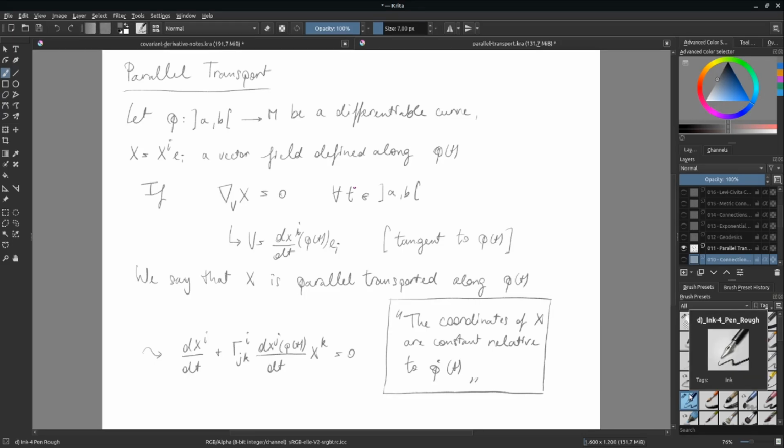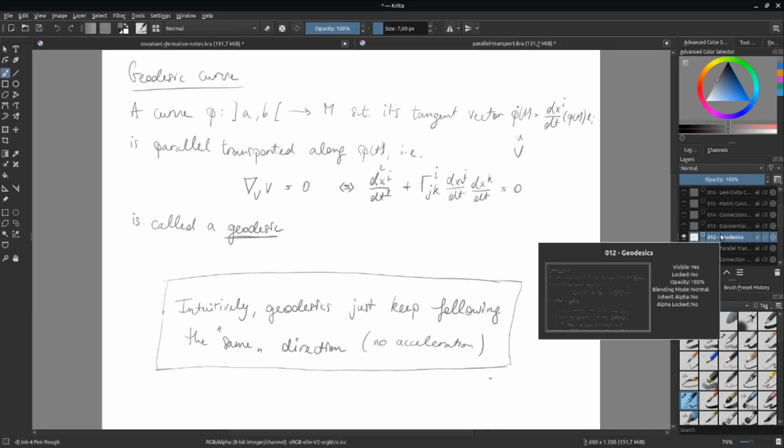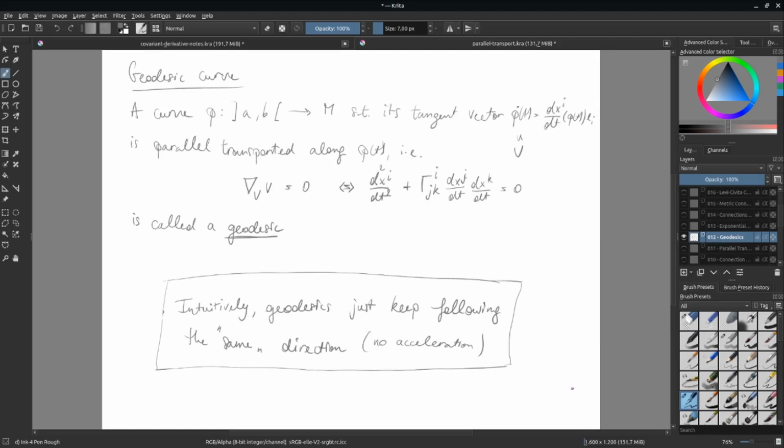I don't have a drawing for this one, but I'll have one later. You can express it in coordinates if you want, but how you should interpret this is that, in some sense, the coordinates of X are constant relative to the tangent to the curve. We'll get a clearer example of this later, don't worry. Okay, so now we know parallel transport.